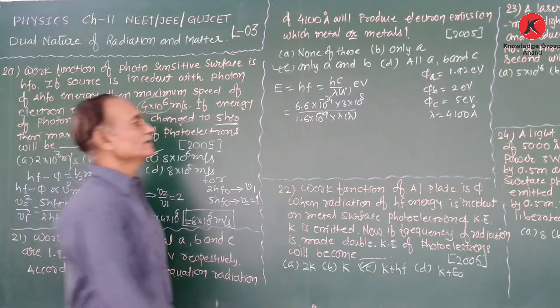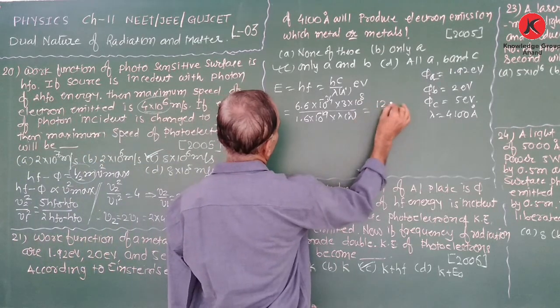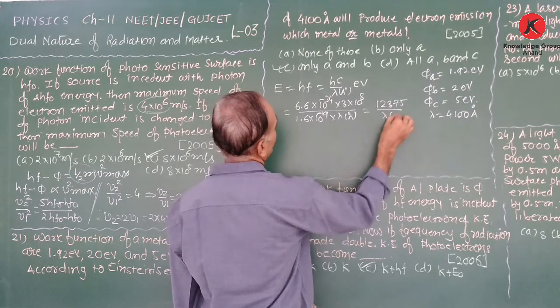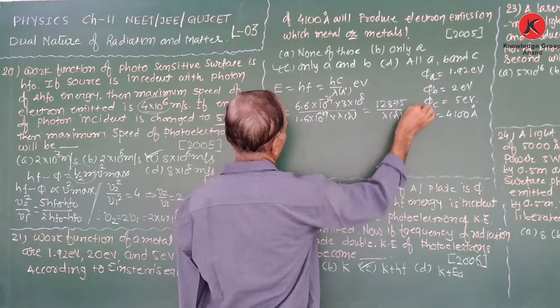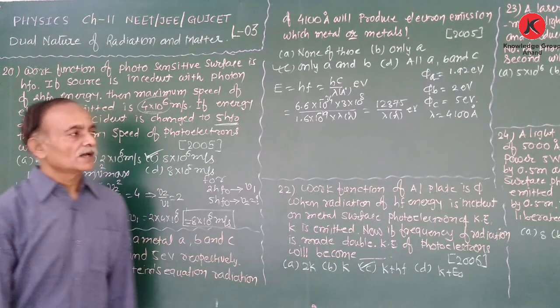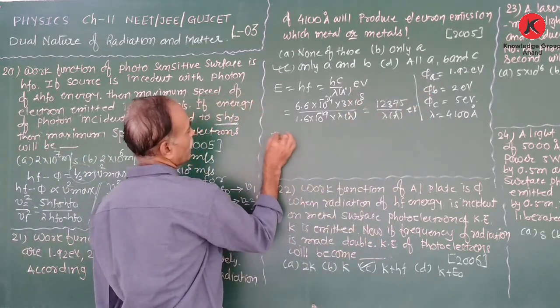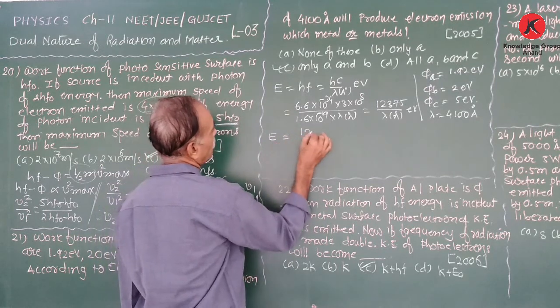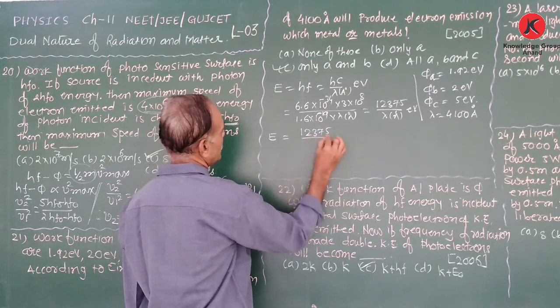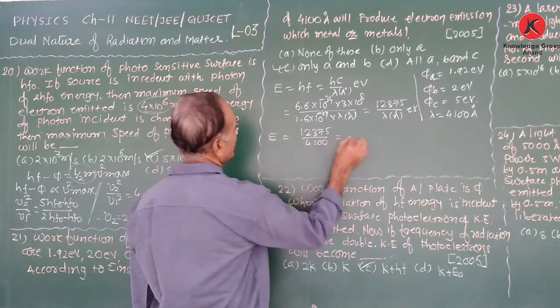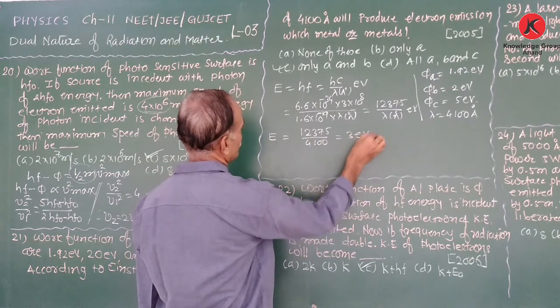Therefore, we obtain E equal to 12375 upon lambda in angstrom, that is in electron volt. Now we substitute the value of wavelength lambda. Therefore, E is equal to 12375 upon 4100. Thus, we obtain E is equal to 3 electron volt.